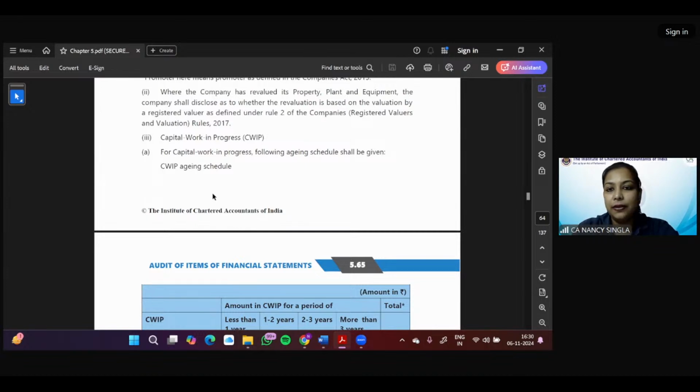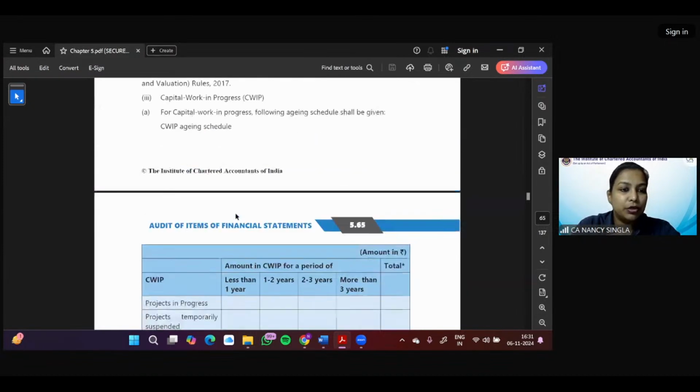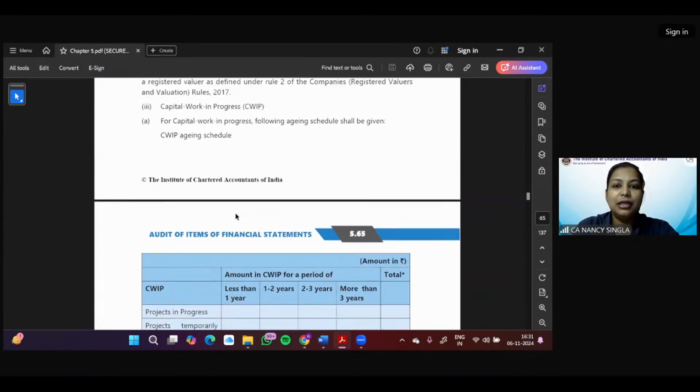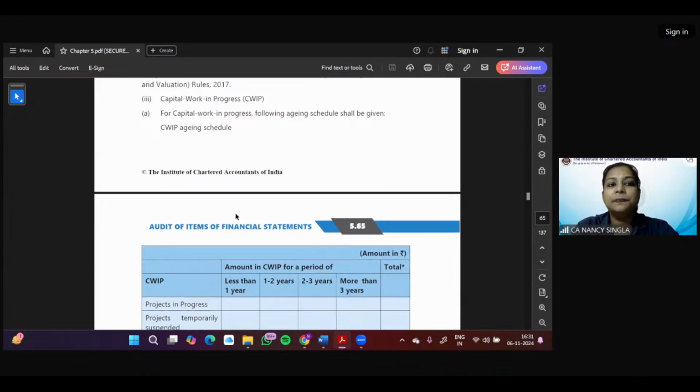IT, can we start? So I hope students, you all are back after the break. So one of the students has asked me to repeat this topic of capital work in progress. I'll repeat it and then we'll start with the additional regulatory information with respect to borrowings.